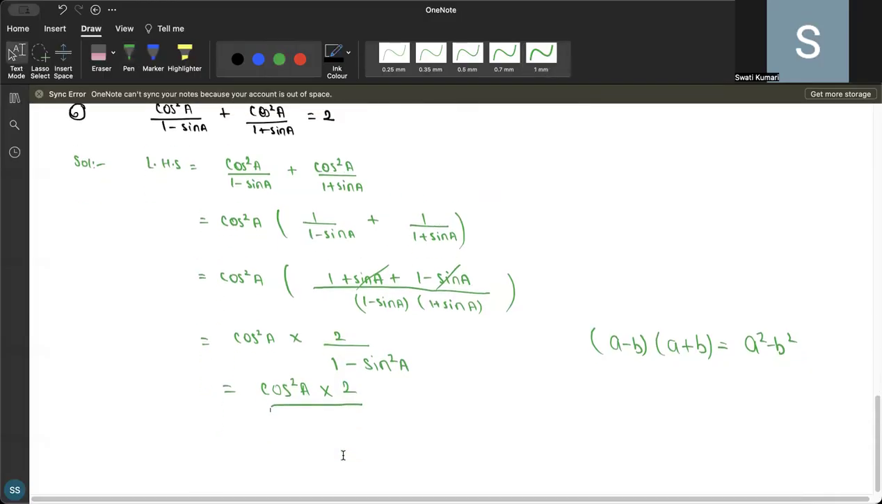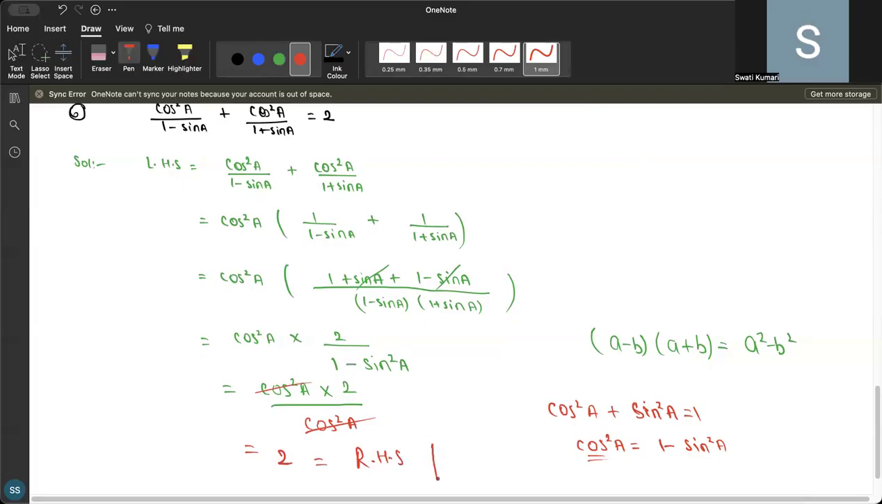Again, here we can use a formula that I was using even in the previous questions, which is cos square A plus sine square A equals 1. So from here, cos square A is nothing but 1 minus sine square A. So for 1 minus sine square A, we can use cos square A. So I can write cos square A here. This and this will get cancelled and this is 2. This is what we wanted to prove. This is our RHS, hence proved.